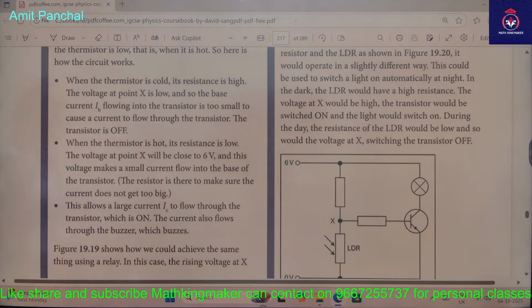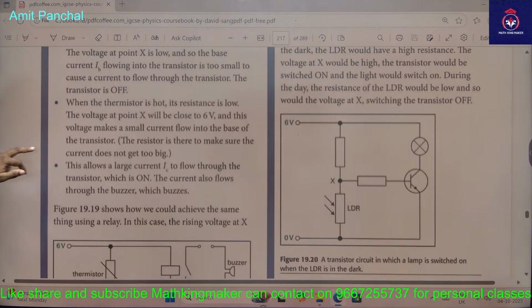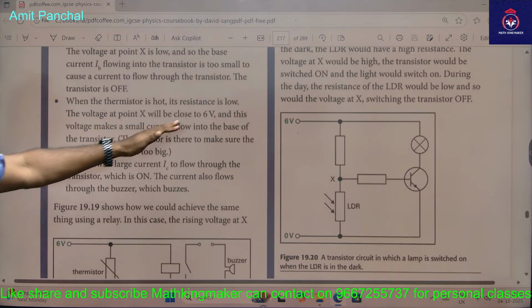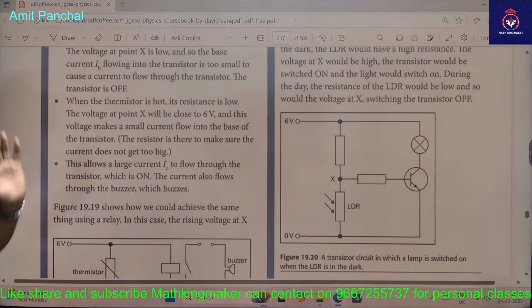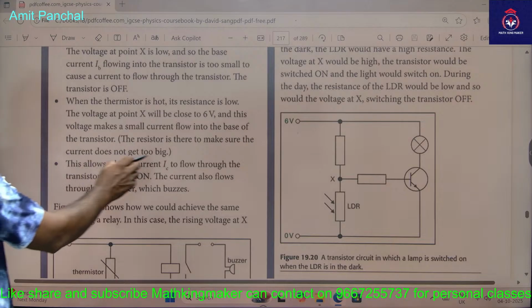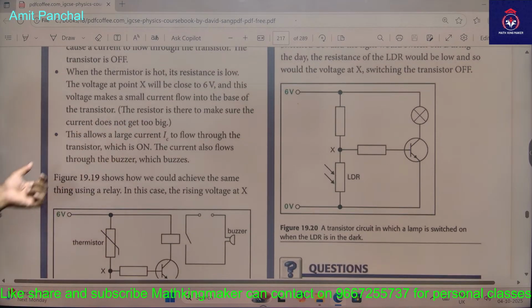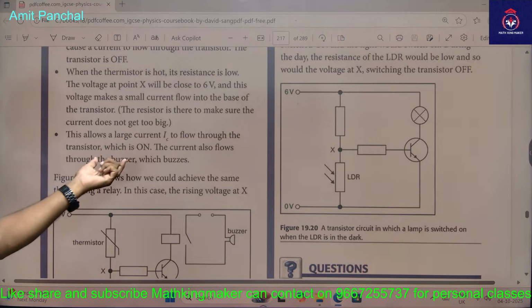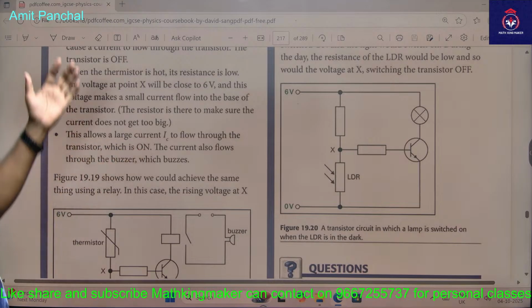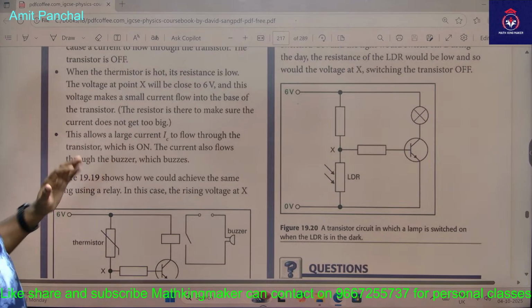When the thermistor is hot, the resistance is low. So the voltage at point X will be close to 6 volts, and this voltage makes a small current flow into the base of the transistor. The resistor is there to make sure the current does not get too big. This allows a large current IC to flow through the transistor, which is on. Now it will be on as the thermistor is hot. So the current also flows through the buzzer, which buzzes.